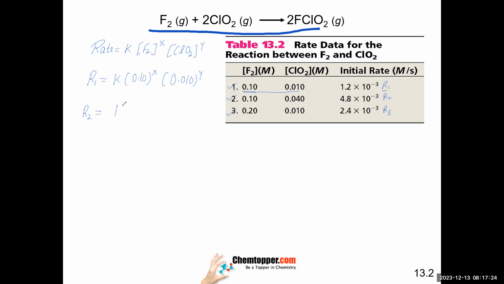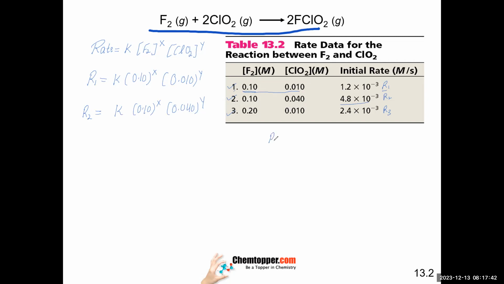Rate 2 is K times 0.10 raised to power X, 0.040 raised to power Y. Am I right? No problem? Now you do one thing. Which number is greater? This.